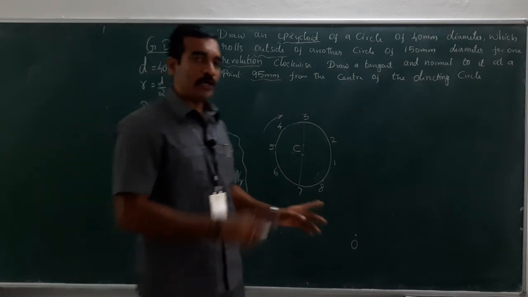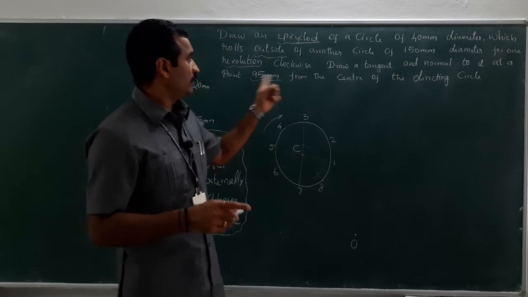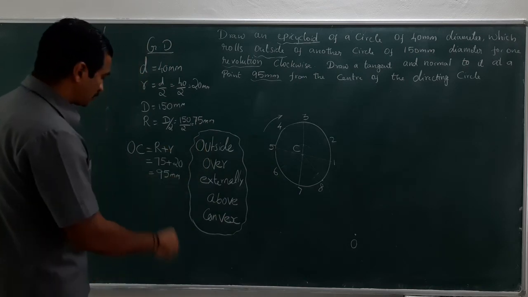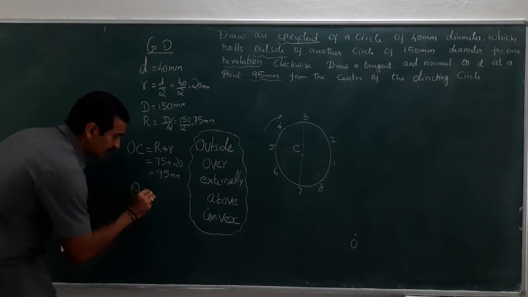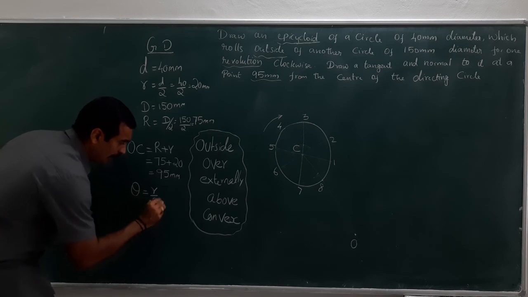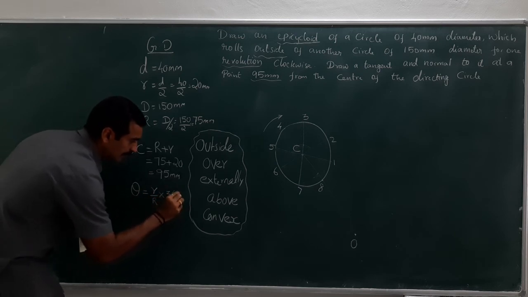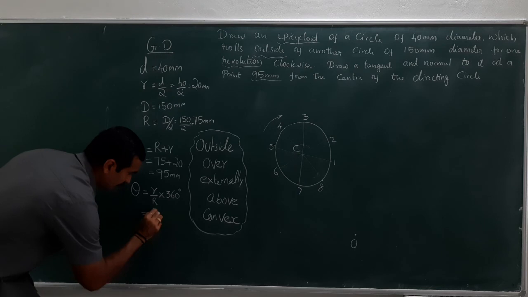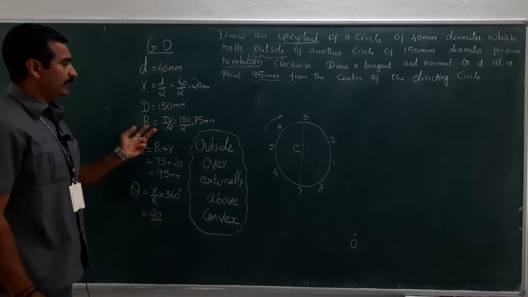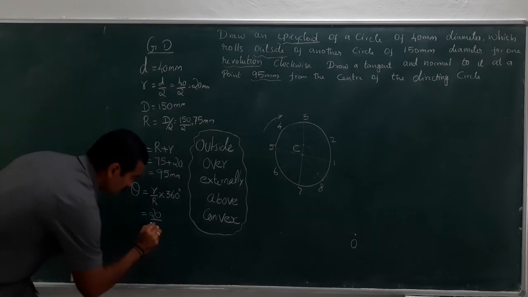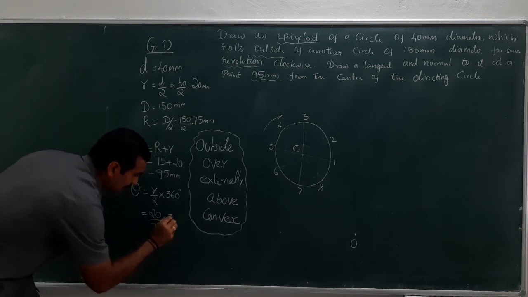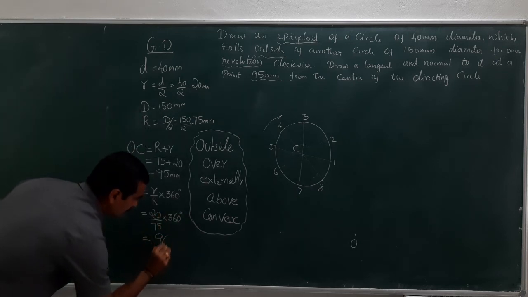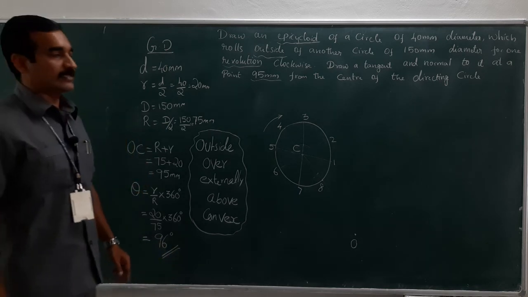Fine. To complete one full revolution over the directing circle, it would have made some angle, isn't it? How to find that angle? There was a formula which I taught you in the introduction video, right? Theta is equal to small r by capital R into 360 degree. What is the value of small r? Which is 20, divided by 75, the capital R radius. So 20 by 75 into 360, which works out to 96 degree.